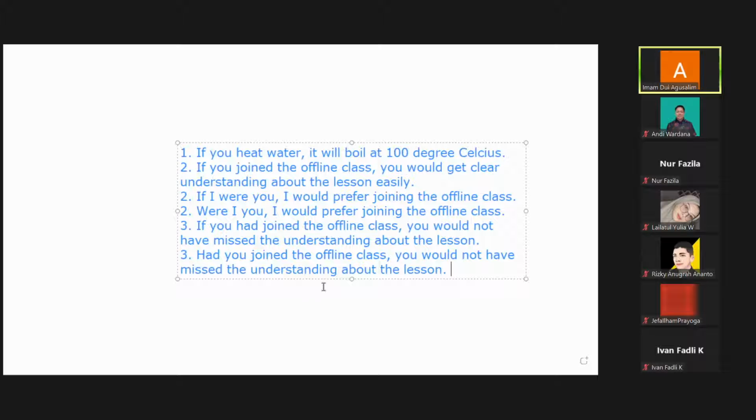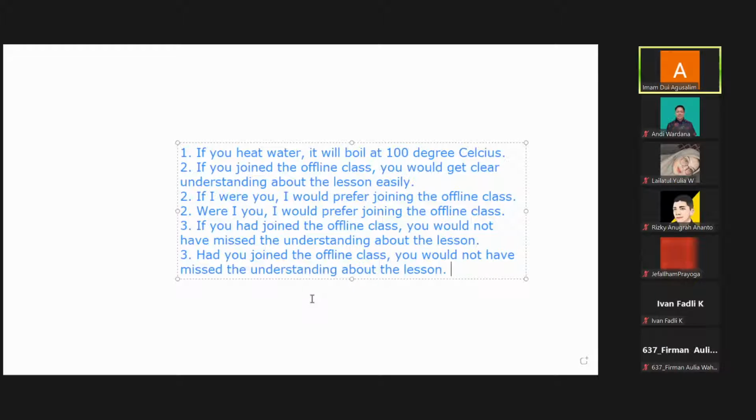Alright, kita akan lanjutkan dengan pembahasan tentang noun clause. Mungkin ada pertanyaan? Excuse me, sir. I still don't understand number 3. Saya masih belum paham.